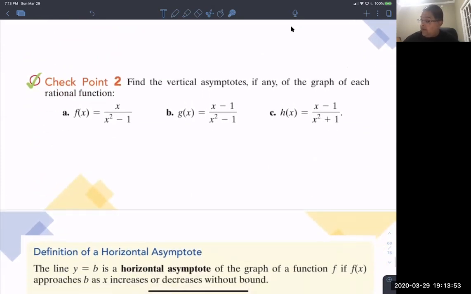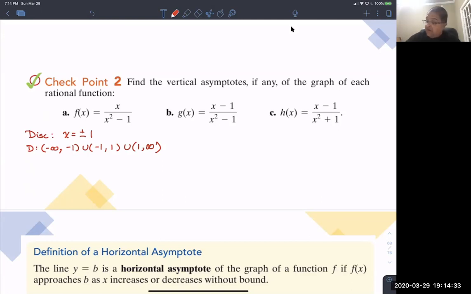Okay, now let's look at A and B. So in A, let's go down and find my discontinuities. For time's sake, I'm just going to quickly write out my discontinuities as x equals plus or minus 1. And that means my domain is negative infinity to negative 1, union negative 1 to 1, union 1 to infinity. So I have two discontinuities to classify, 1 and negative 1.